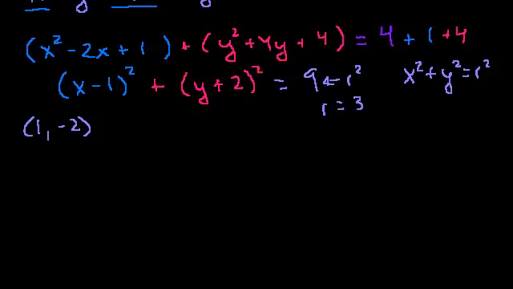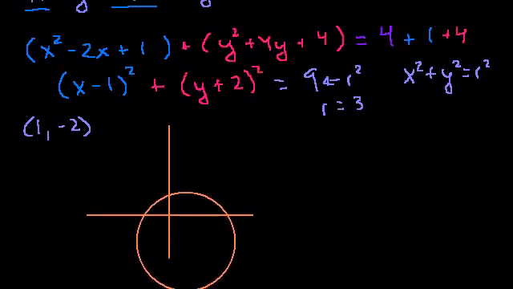Let me see, I should graph the circle first. Actually, why don't I just graph the circle? So it's going to be at 1, minus 2. So it's going to be down here, and this circle is going to start there.